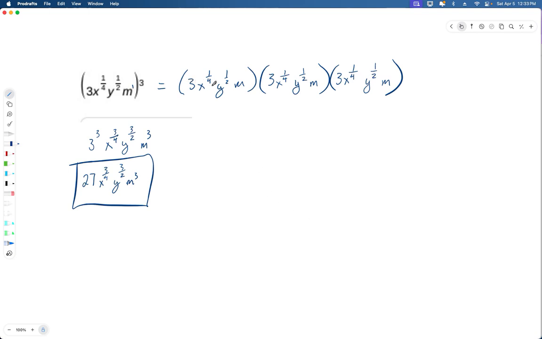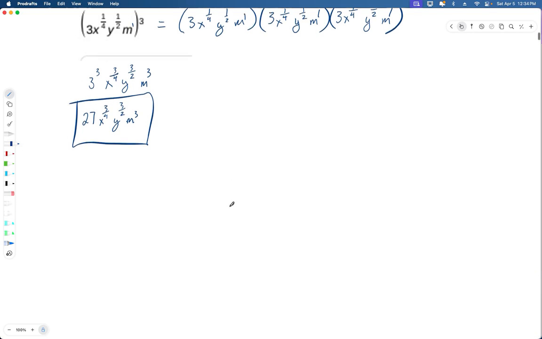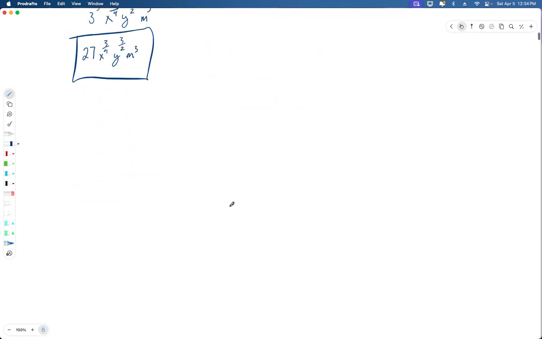So just remind yourself, this just means this. If I were to multiply 3 times 3 times 3, I get 27. And x to the 1/4 times x to the 1/4 times x to the 1/4, we're just adding the exponents together. So there's 3 of those. Same thing for the y's. There's 3 of those, so there's 3 halves. And then there's m to the 1, m to the 1, m to the 1. There's 3 of those. We add them together. That's m to the 3. And I think that's your last question. Yeah, it is. I don't see more here.